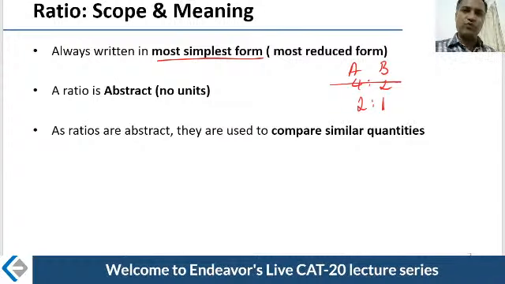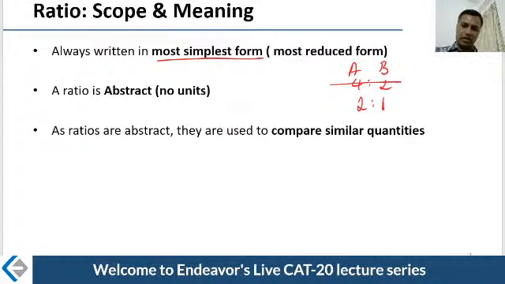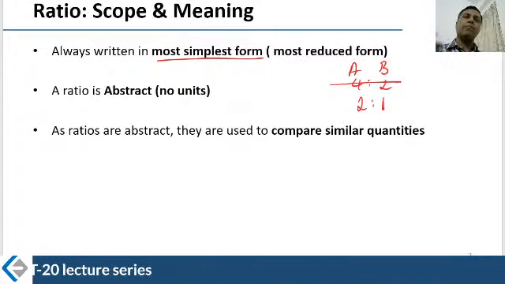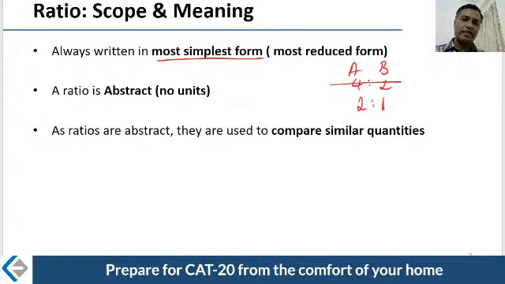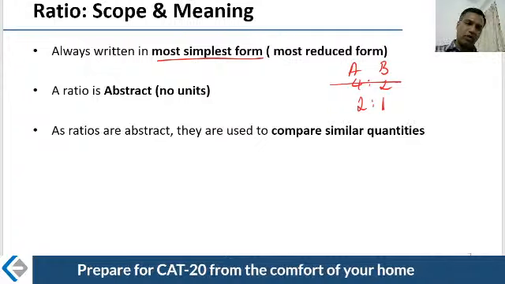Now, is writing 4:2 wrong? I didn't mean that. It's not wrong, but it's not the correct practice. So if I see 4:2, should I discard it? No, don't discard it. It's just not the right practice. 2:1 is the simplified form of writing the things.